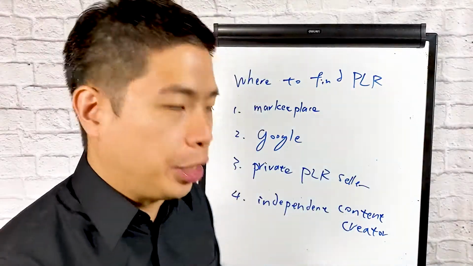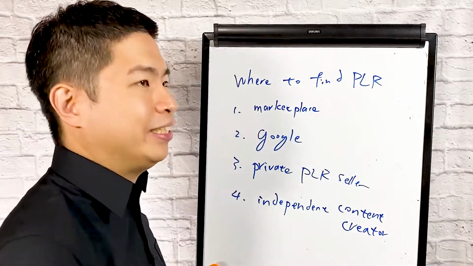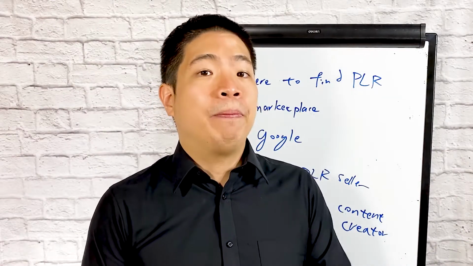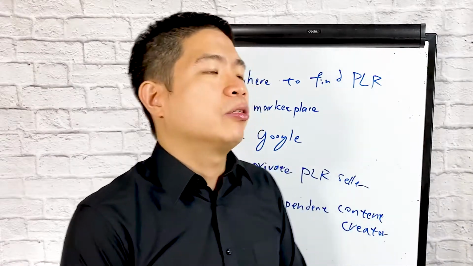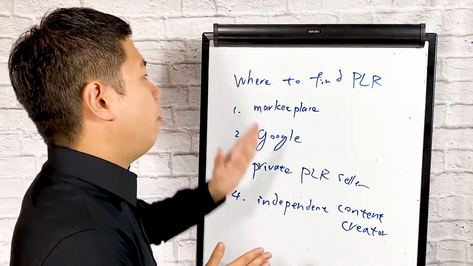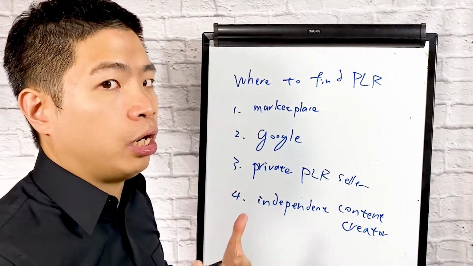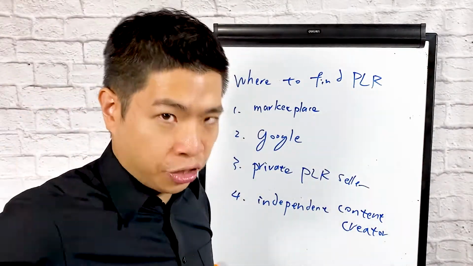The first place you can go to is marketplaces, right? There are websites like Fiverr, Etsy, and eBay. There are many PLR sellers out there. All you need to do is search PLR in the search bar, and you can find a lot of them. Sometimes the quality of PLR on their sites is not so good, so you really want to spend some time to find the gold from the dirt.